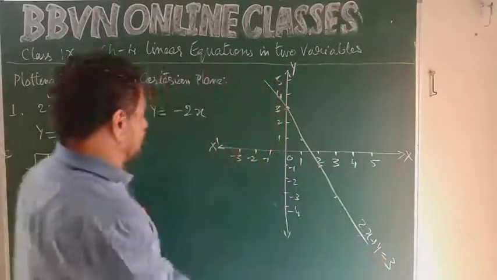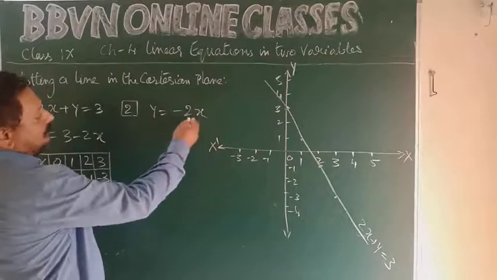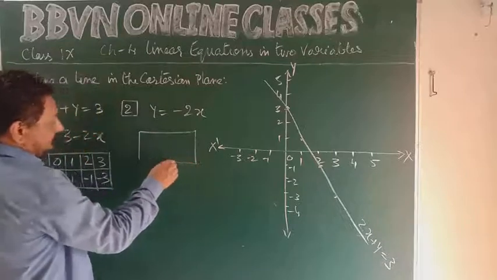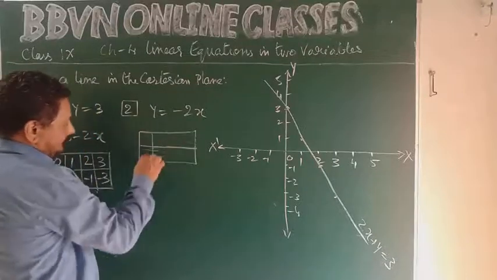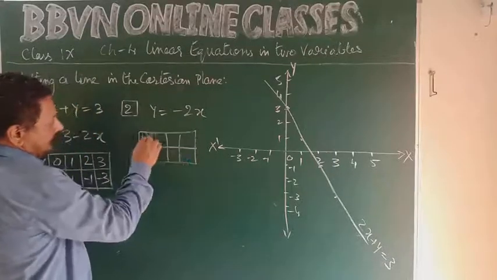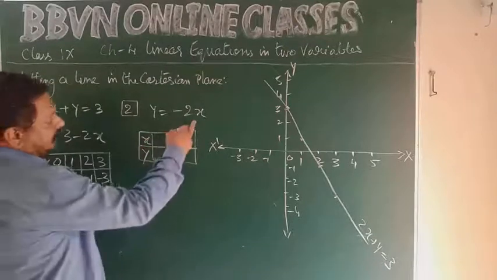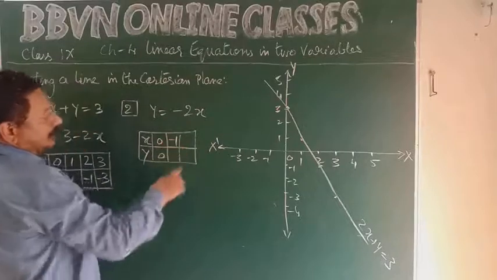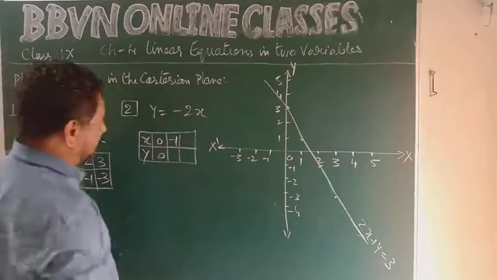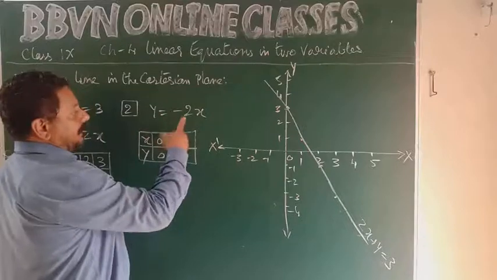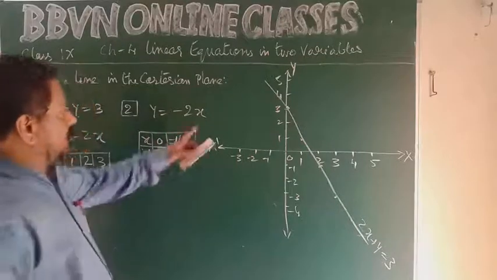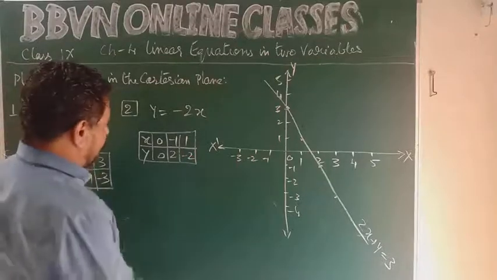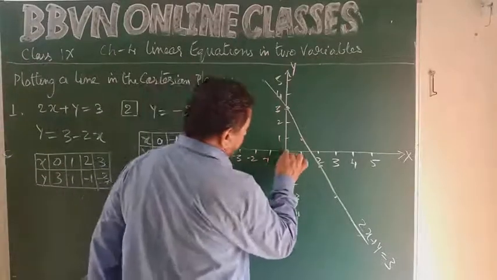Now second one, y is equal to minus 2x. Already it has been expressed in terms of y. I take x equal to 0, y is 0. If I take x equal to minus 1, minus 1 into minus 2 is positive 2, y is 2. If I take x equal to 1, 1 into minus 2 is minus 2, y will be minus 2. 3 points are sufficient. x 0, y 0, origin.